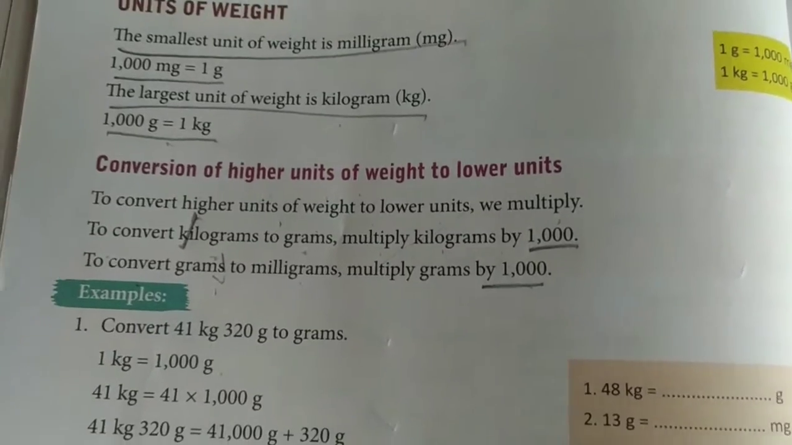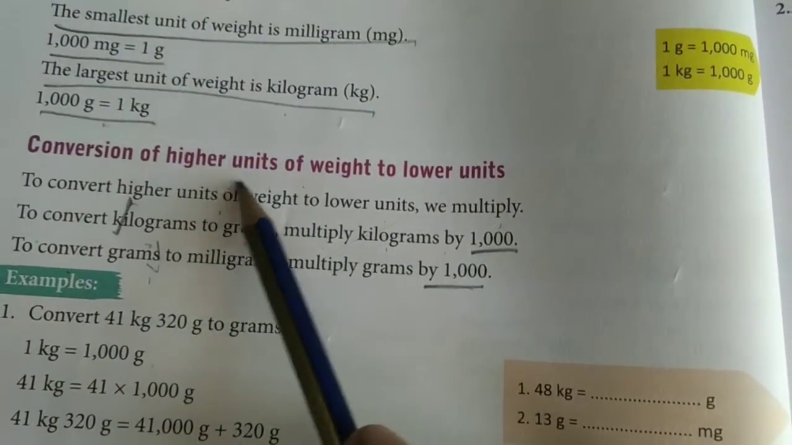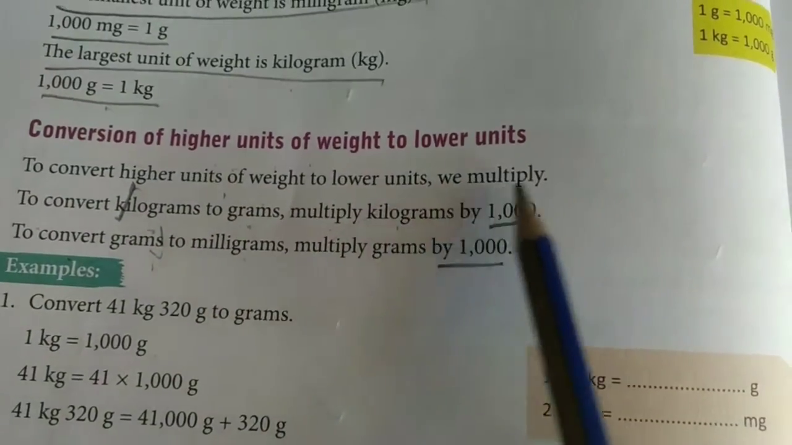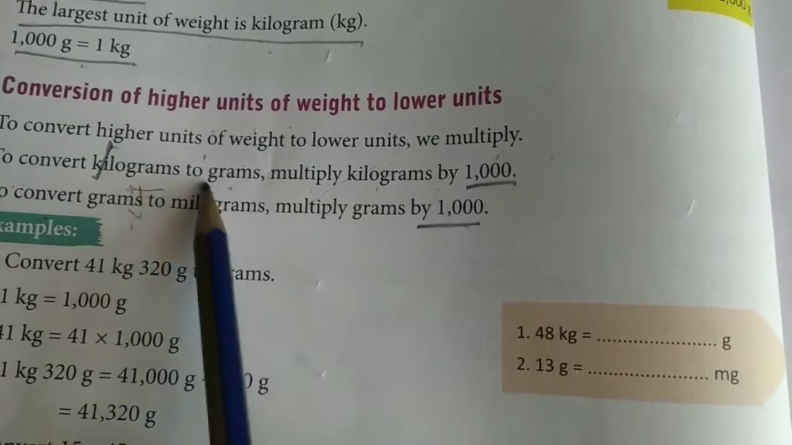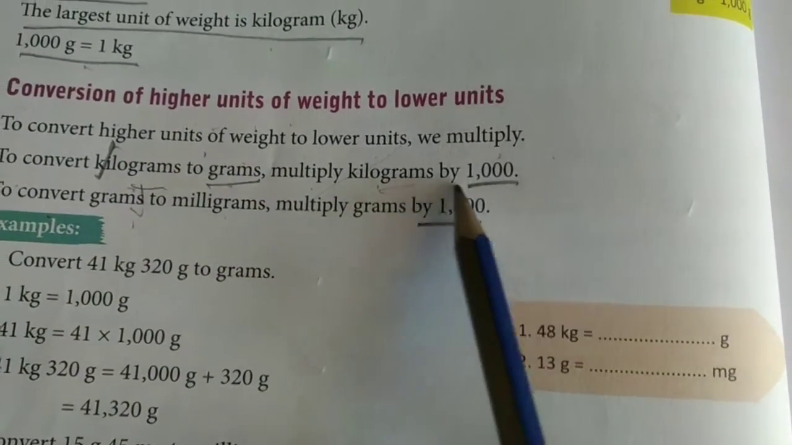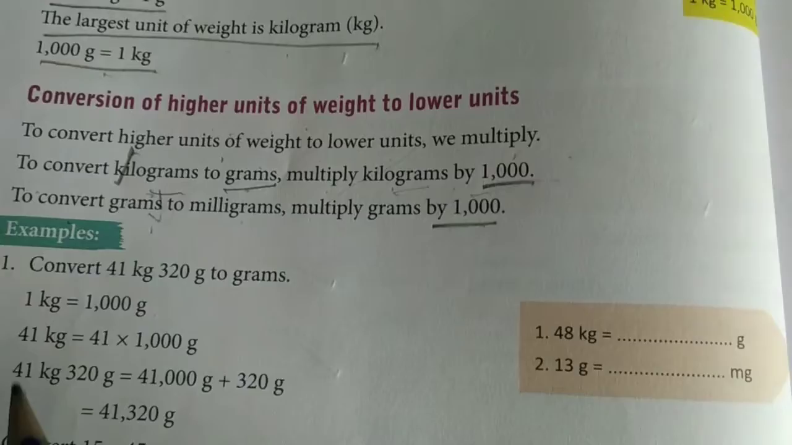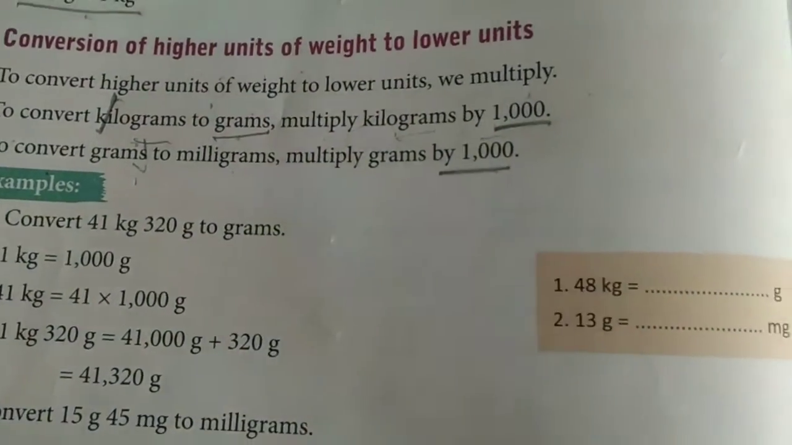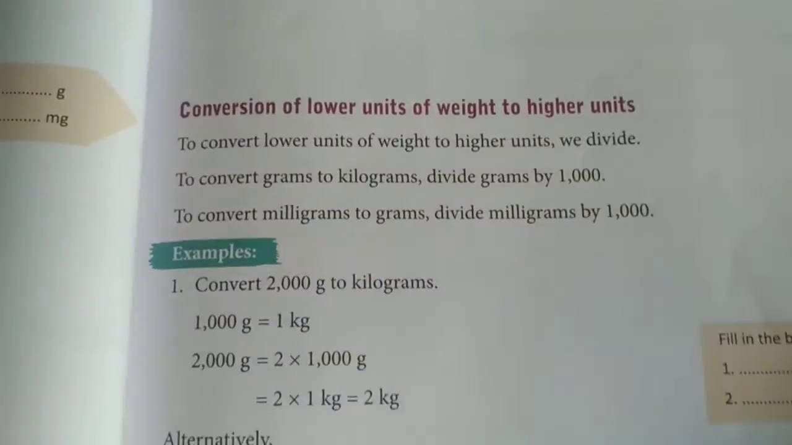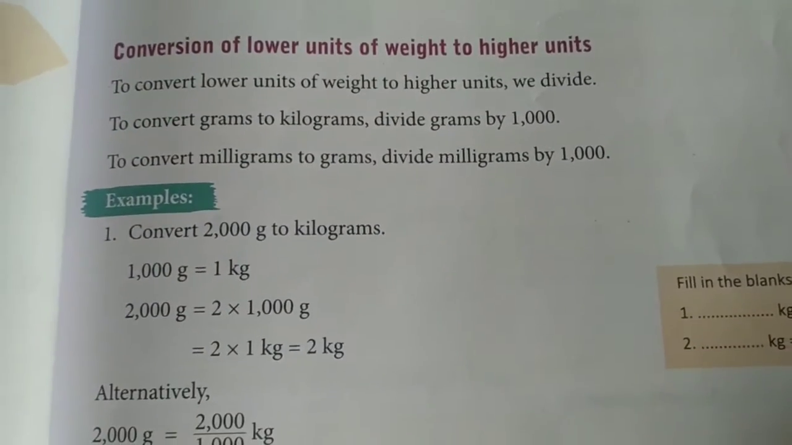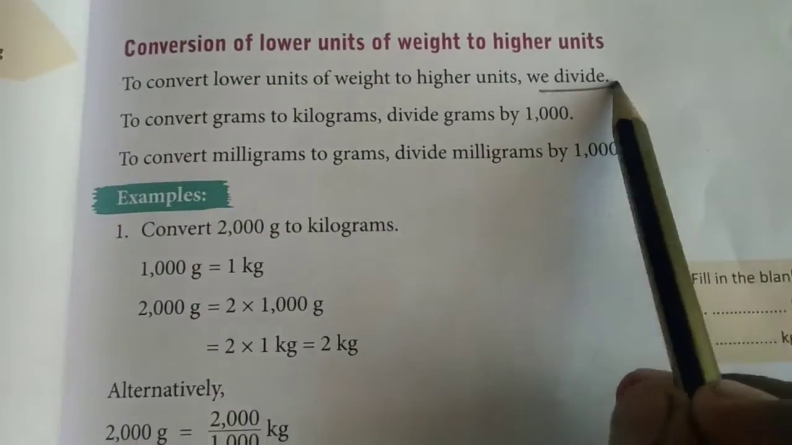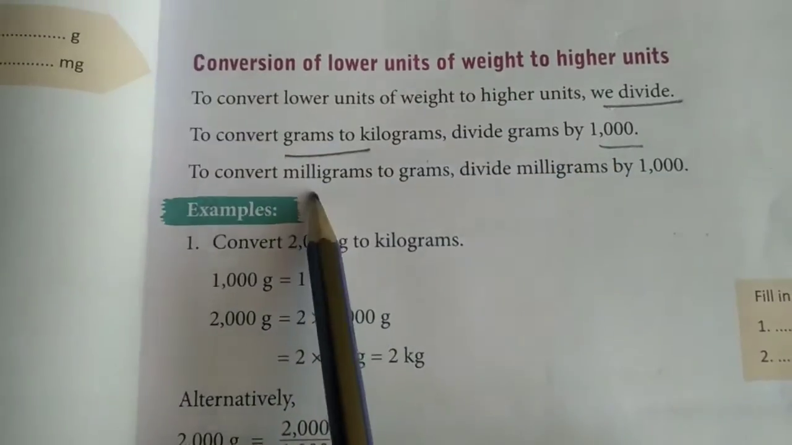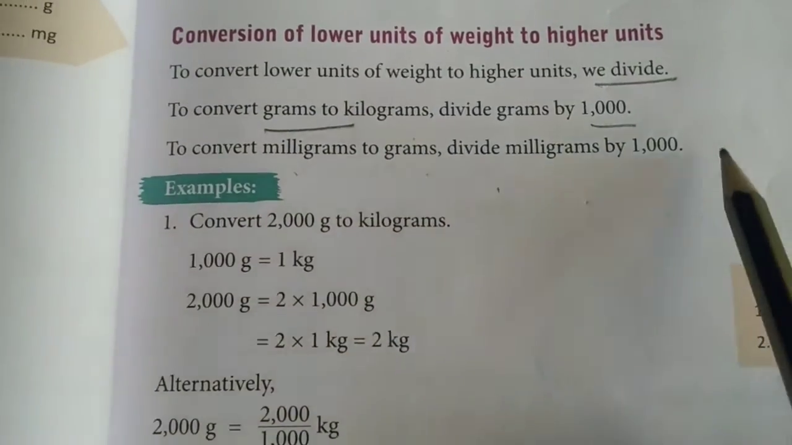Next, how to convert higher units of weight to lower units. To convert higher units of weight to lower units, we multiply. To convert kilogram to gram, multiply kilograms by 1000. To convert gram to milligrams, multiply grams by 1000. Next is conversion of lower units of weight to higher units. You should divide. To convert grams to kilograms, divide grams by 1000. Milligrams to grams, divide milligrams by 1000.